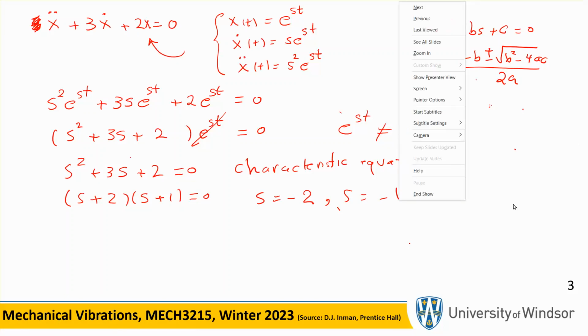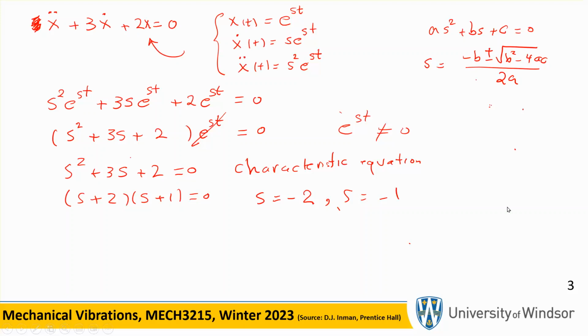Therefore, based on our guessing solution, we have e to the minus 2t and e to the minus t both being solutions of that equation. And the general solution is a combination of these because of the linearity, the superposition. As engineers, you're used to that term.